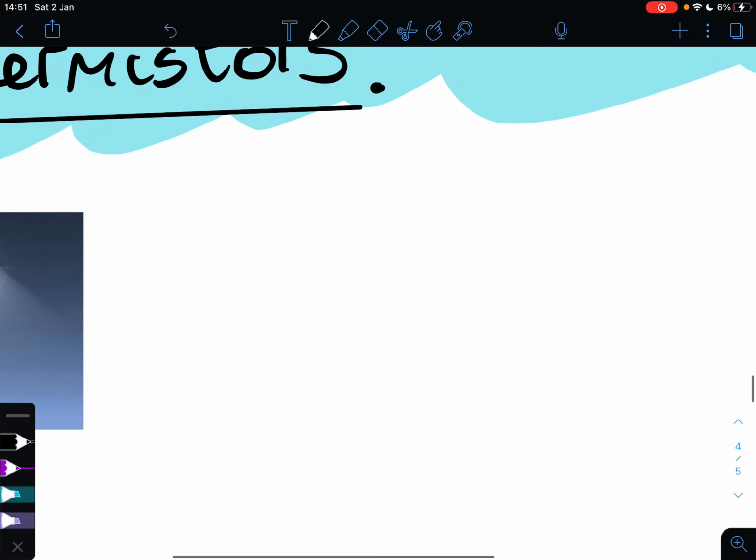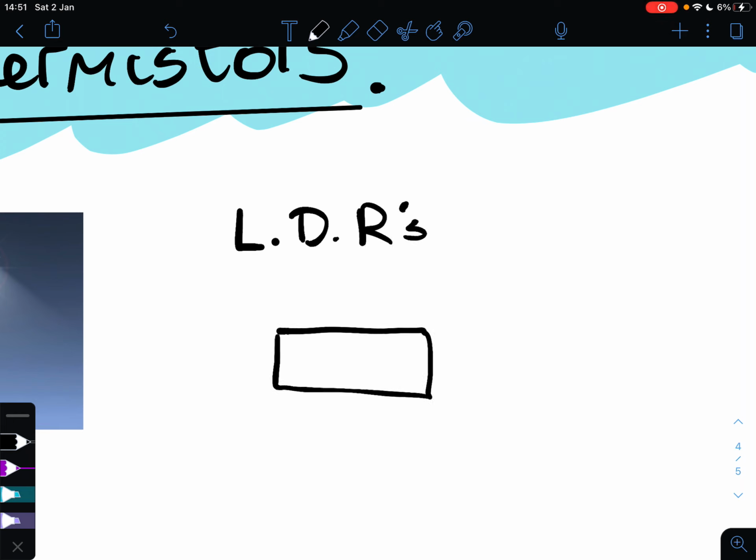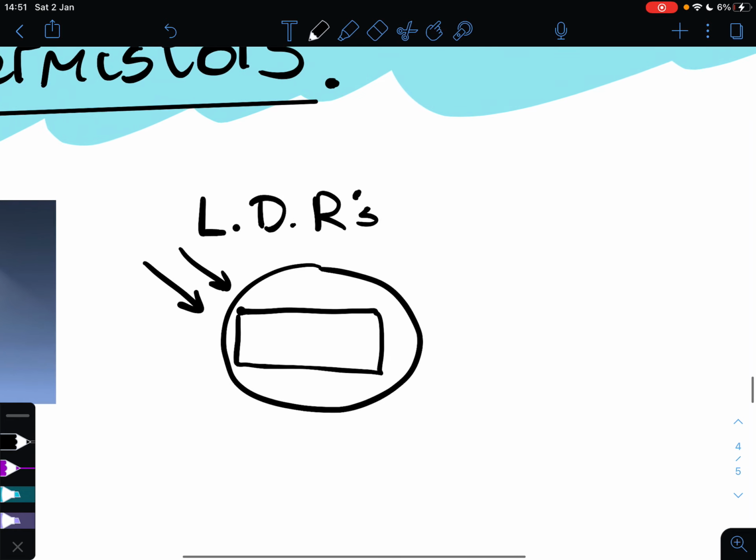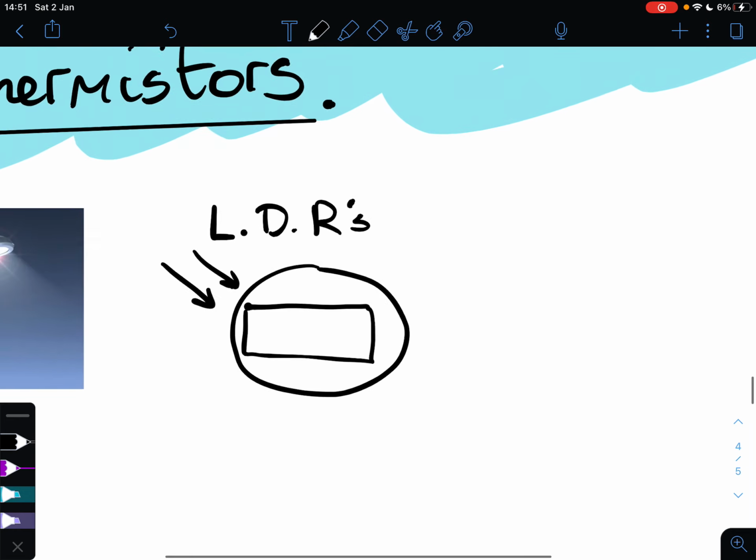So let's draw the symbol. We call them LDRs because it's just a lot to say each time. So an LDR is a resistor, like so, and it's inside a circle and it's being shot by light. So that's what the arrows are. Some pictures have 2, some have 3 arrows. It really doesn't matter. So that's an LDR.